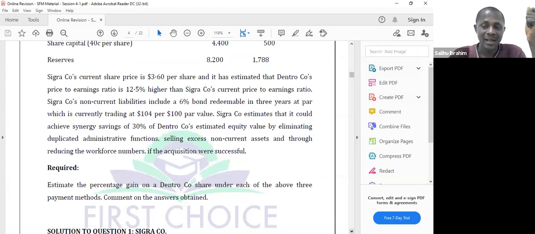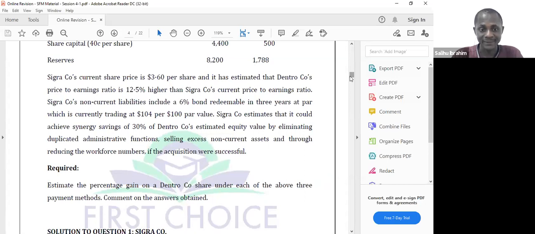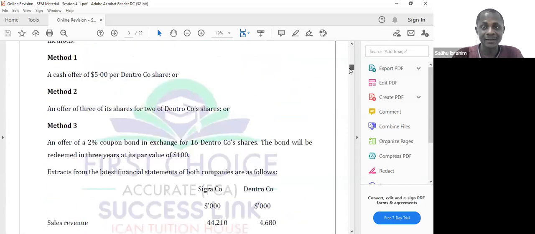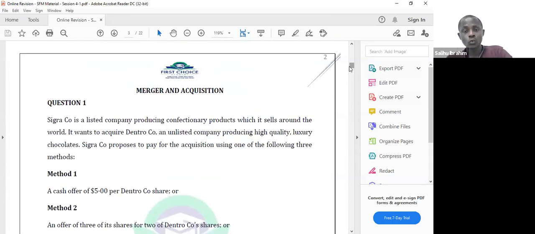Make sure you understand it, because it is a technical question, and you can come across a similar question, even if not exactly the same thing. It is 70–80% similar to this. So that is why you need to understand how to approach this type of question. We are asked to estimate the percentage gain on a Dentroco share under each of the above three payment methods. Comment on the answers obtained. So let's see the question itself.